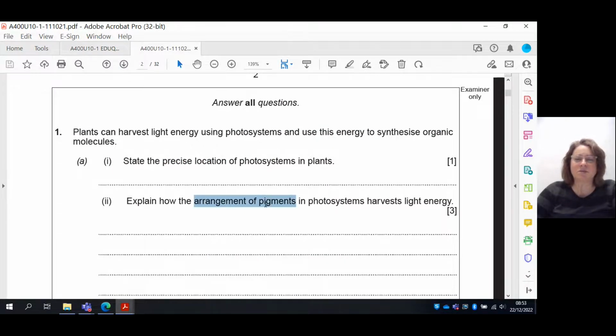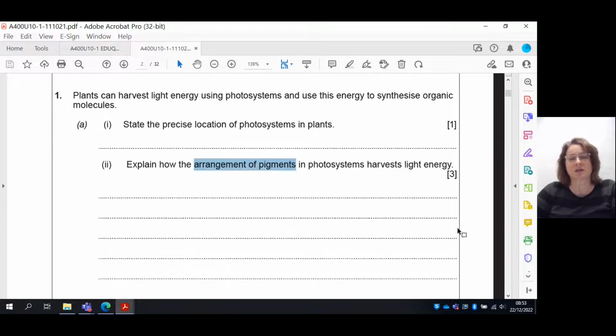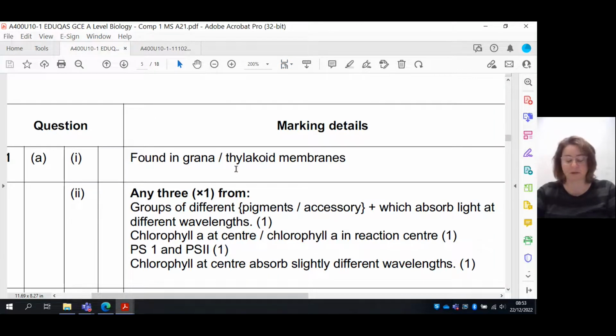First, part two here. Explain the arrangement of the pigments in the photosystems. This question is asking you to describe the antenna complex, so that you have got various pigments with various different wavelengths. You've got your carotenes, your xanthophylls, your chlorophyll B as the accessory pigments surrounding, bouncing the photon around until the energy is right for chlorophyll A to then absorb it, chlorophyll A being at the center of that absorption process here.